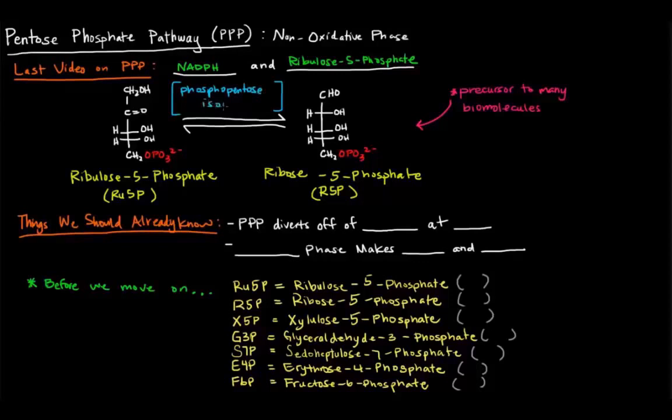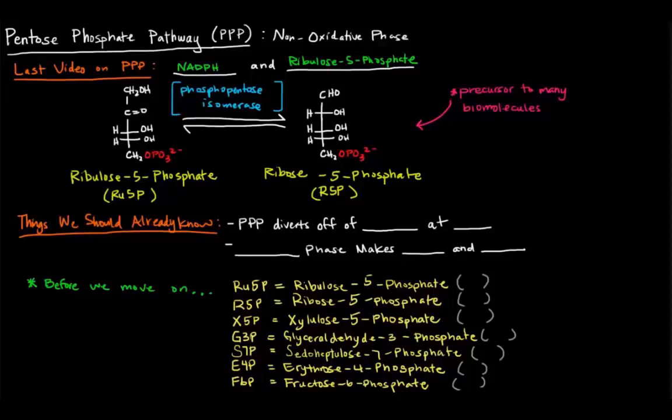Phosphopentose isomerase, and that name makes sense. Both of these compounds are pentoses. They are 5-carbon sugars that have phosphate groups, so phosphopentose makes sense. And isomerase makes sense because they're only slightly different. Ribulose 5-phosphate is a ketose, right? It has this carbonyl here in between two carbons, whereas ribose 5-phosphate is an aldose. It has its carbonyl up here as an aldehyde. Now this ribose 5-phosphate is of course a precursor to many biomolecules, including some nucleic acids.